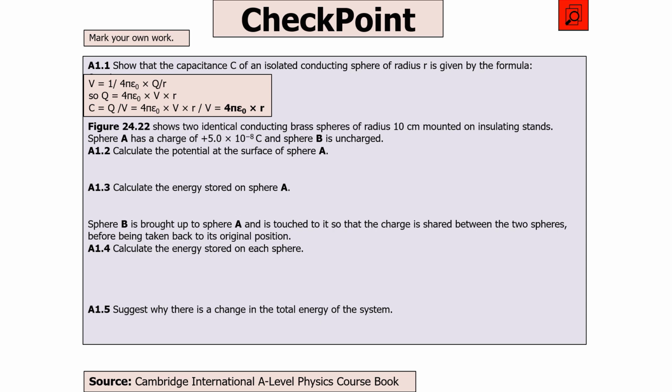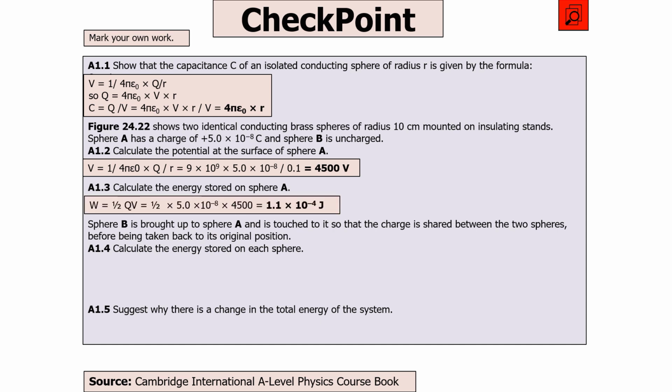To work out our potential, again, we're using that electrical potential for a radial field. V equals Q over 4 pi epsilon 0 R. So you can pop in all those values and you get 4,500 volts. Therefore, the energy stored is the work done, which is equal to a half QV. Again, that's an equation from the electrical fields module. They're very closely linked. Pop in all the values and we get 1.1 times 10 to the minus 4 joules.